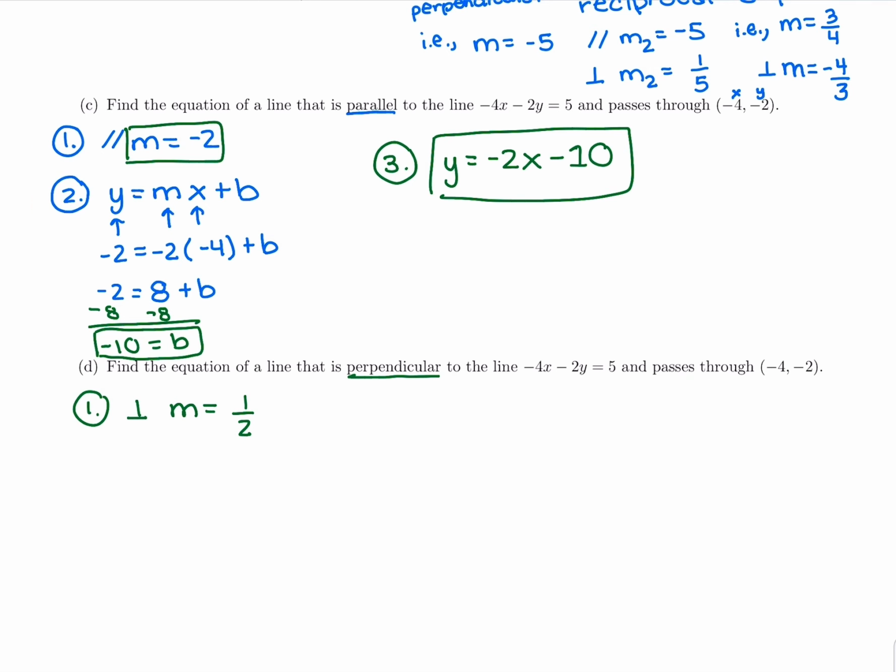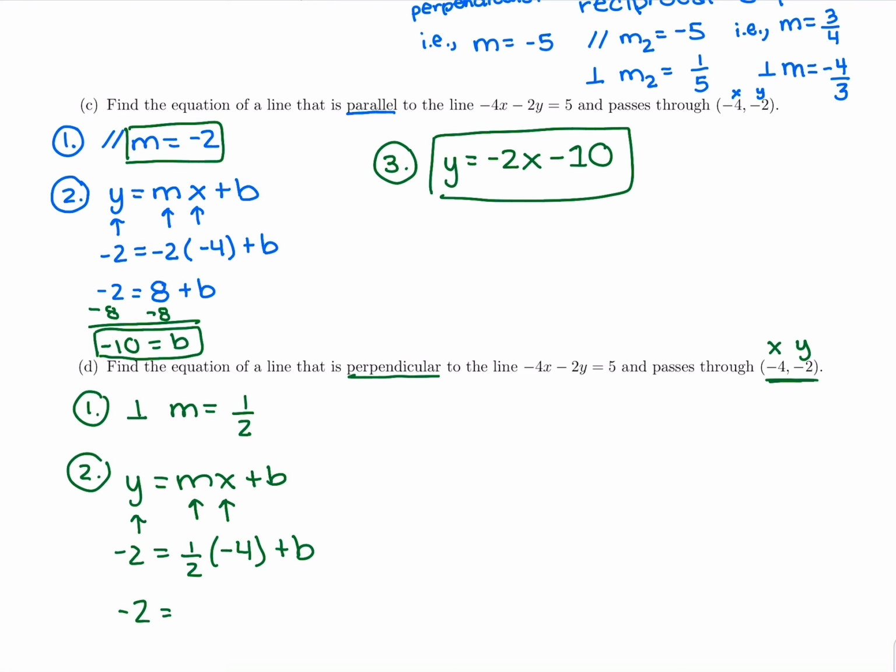And then our next step is going to be to find b. So I'm going to plug into y equals mx plus b, and we use this point as my x and my y. So the y value of the point is negative 2. The slope that we have to be perpendicular is 1/2. The x value on the point over here is negative 4. And then we have plus b. So I need to do negative 2 equals 1/2 of negative 4, which is negative 2, plus b.